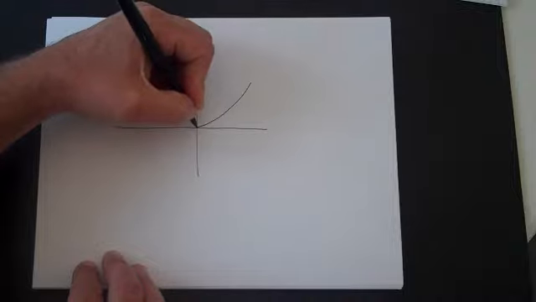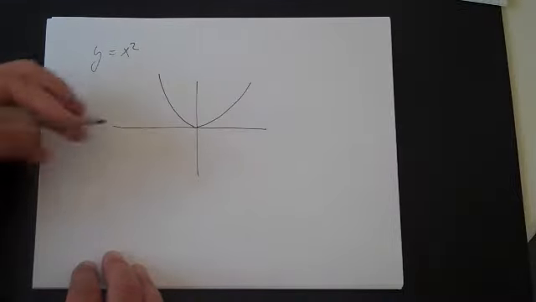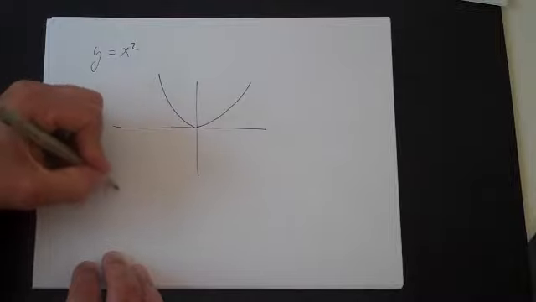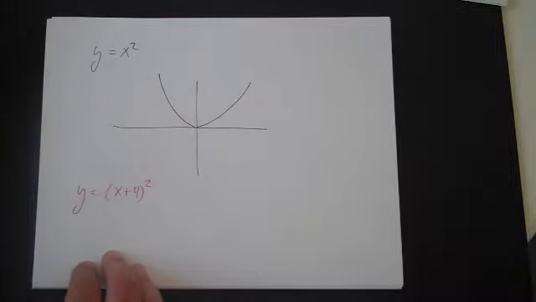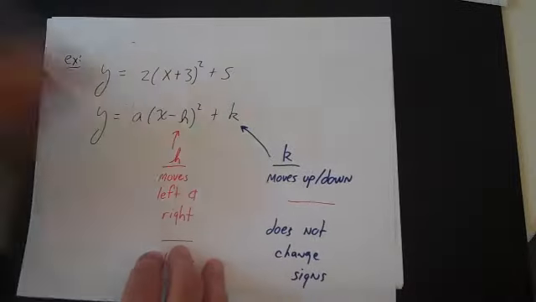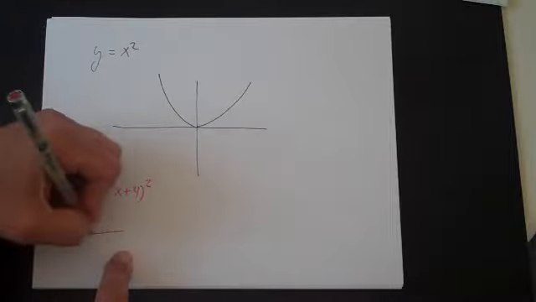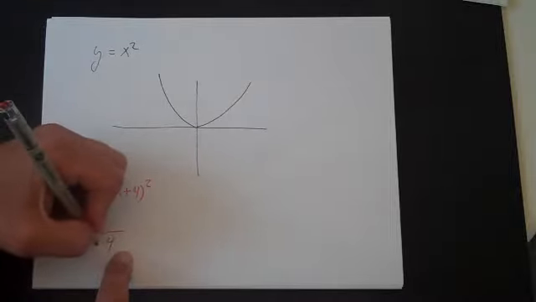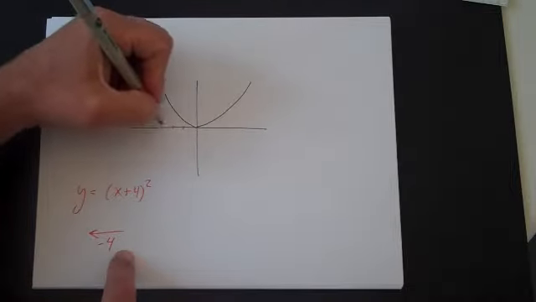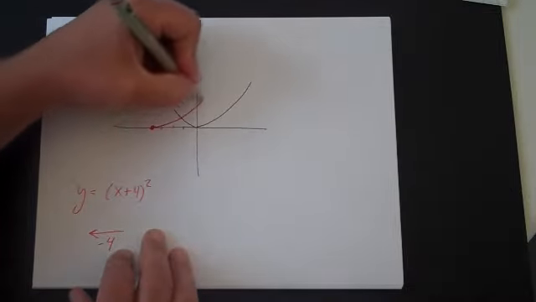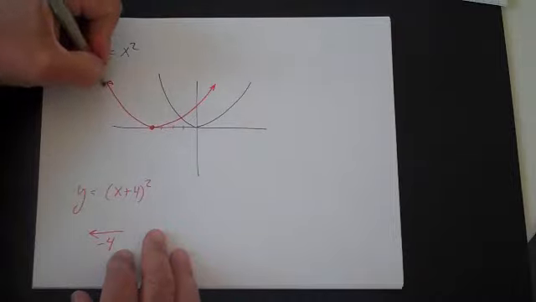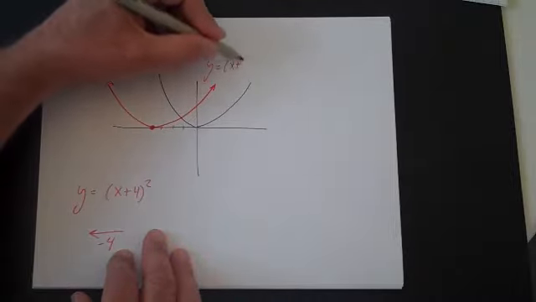Let's look at just a quick example here. If we have y is equal to x squared, that looks something like that. If you have y is equal to (x + 4) squared, you notice that's where the h is, so it moves it left and right. It changes sign, so that's going to move it to negative 4, so that's going to move it left 4. So 1, 2, 3, 4. The parabola will look something like this. And that's y is equal to (x + 4) squared.